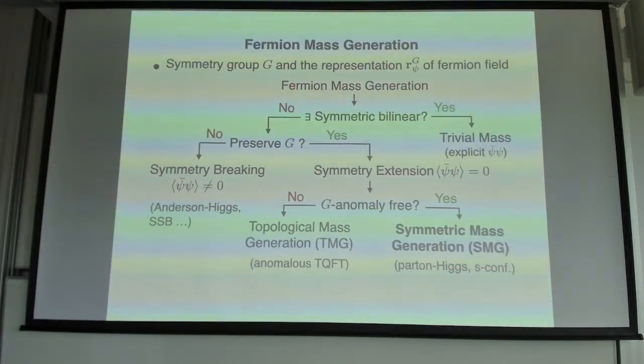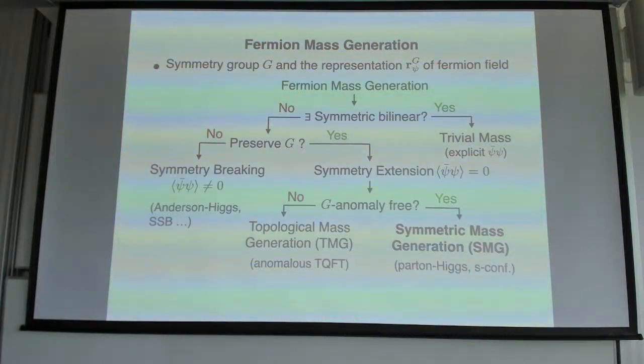The first question is whether there exists a symmetric bilinear mass term. You are given the fermion representation and you're given the symmetry, right? Then you can determine whether you can write down any term like psi bar psi which doesn't break any symmetry. If that exists, if the answer is yes, then symmetry doesn't forbid you from adding this term to your Lagrangian, so you just add it explicitly, and it will create a fermion bilinear mass. That is the trivial way to give a fermion a mass.